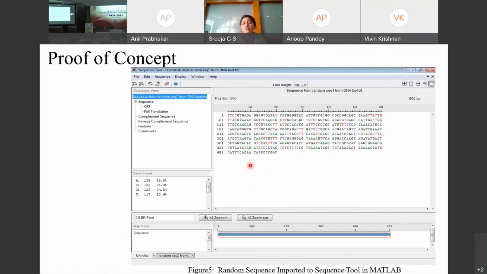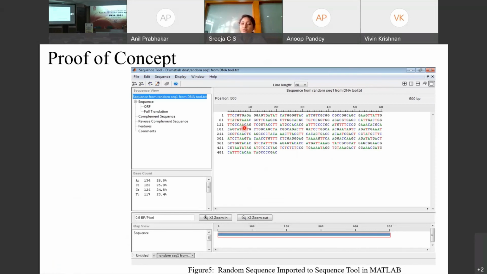Now this is a small POC part. I had included two to three screenshots. This has been implemented using Gene Designer and MATLAB. MATLAB does support bioinformatics tools, where we have a sequence tool. That is what I had used to implement this. As you can see, this is the sequence which I was referring to.